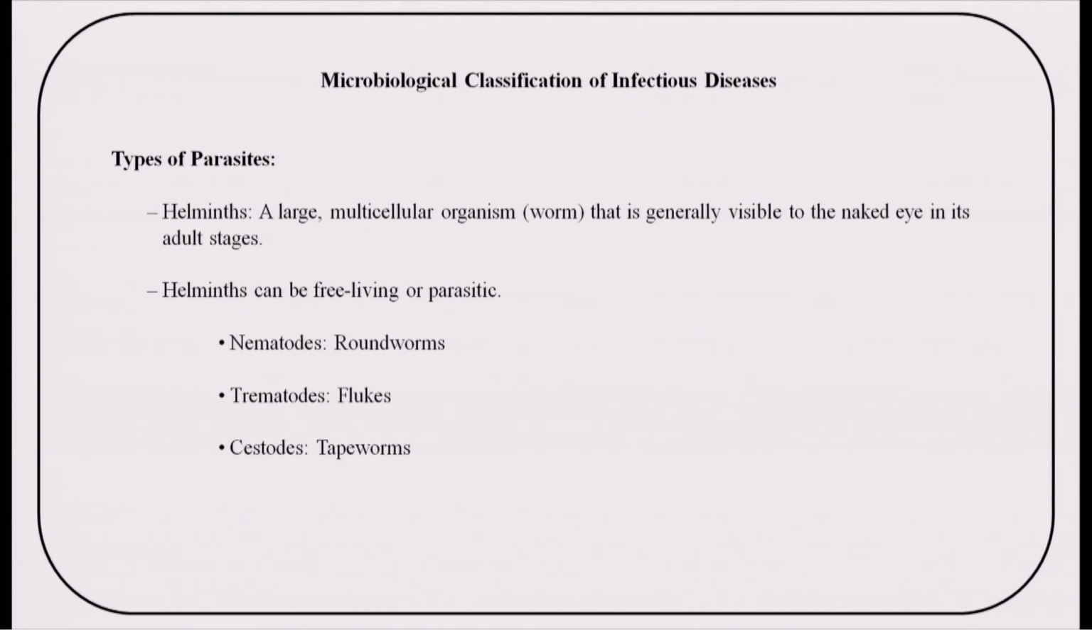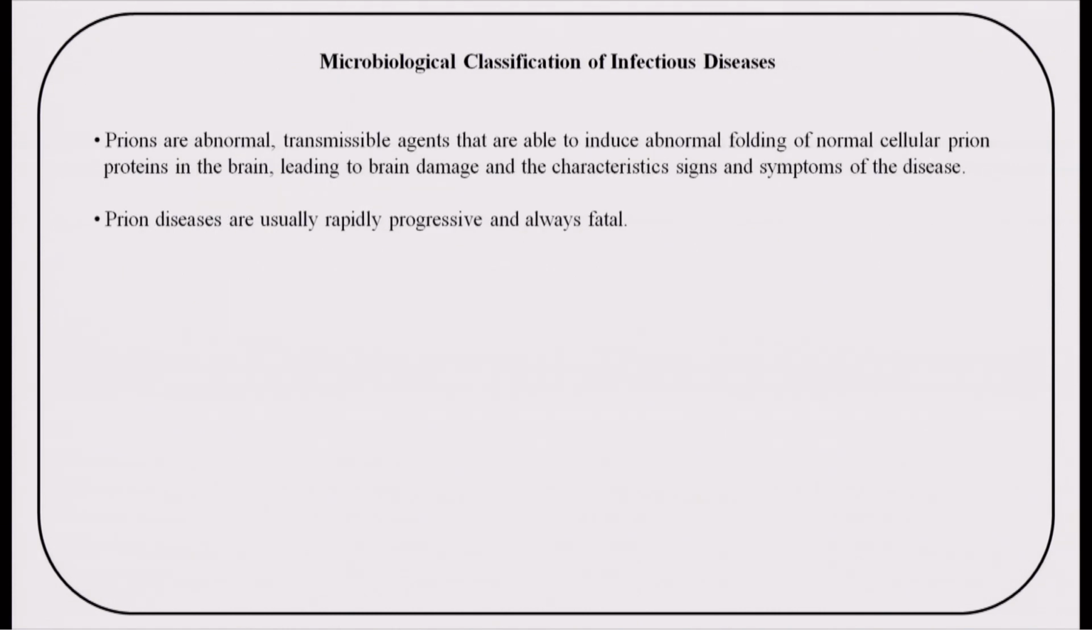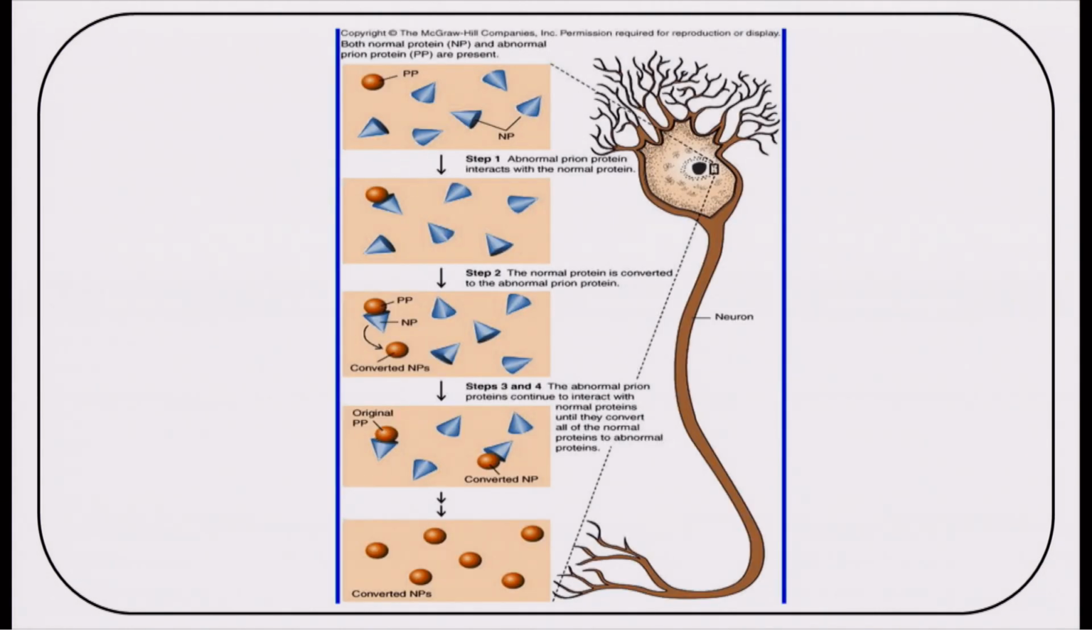The next thing, in the continuation of the microbiological classification of infectious disease, is prions. Again it is an abnormal transmissible agent that is able to induce abnormal folding of normal cellular prion proteins in the brain, leading to brain damage and characteristic signs and symptoms of the disease. They are rapidly progressive and always fatal. Prions are infectious particles which can cause degenerative brain diseases, and newer research has proved that they can cause many neurological problems. In the continuation of this, you see here how prions enter the body, interact with the normal protein, how the normal protein is converted to the abnormal protein, and how it causes the infections.